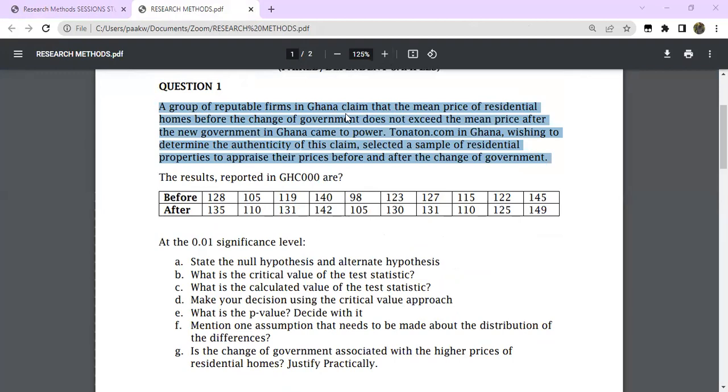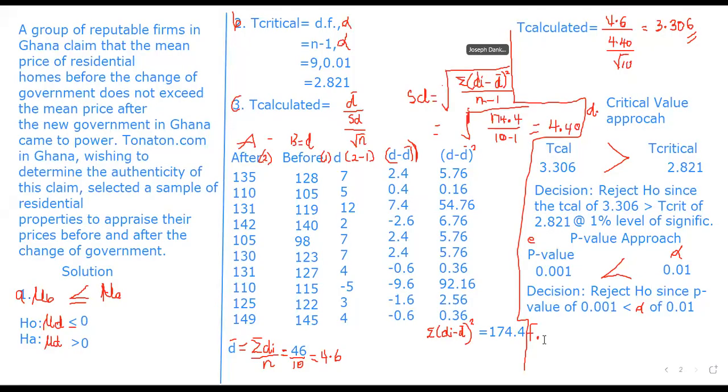So the F is what? F must be normally distributed.